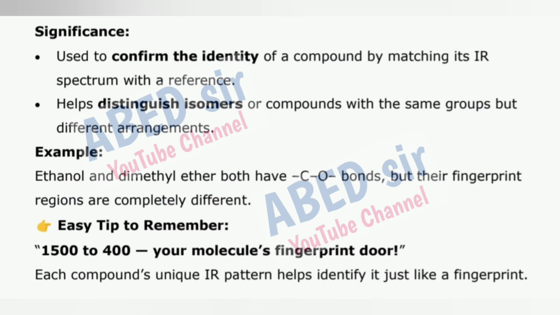Significance: used to confirm the identity of a compound by matching its IR spectrum with a reference. Helps distinguish isomers or compounds with the same groups but different arrangements. Example: ethanol and dimethyl ether both have C-O bonds, but their fingerprint regions are completely different. Easy tip to remember: 1500 to 400, your molecule's fingerprint door. Each compound's unique IR pattern helps identify it just like a fingerprint.